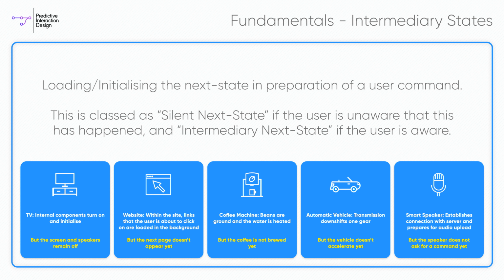In the fourth example, we've got an automatic vehicle. The transmission downshifts one gear in preparation for acceleration, but very importantly, the vehicle does not accelerate yet. Again, this is an intermediary next state. The user would be aware that the system has downshifted a gear, but they still aren't given the result of their command.